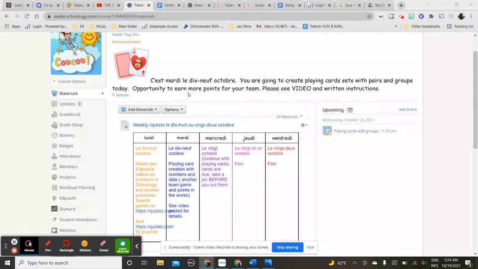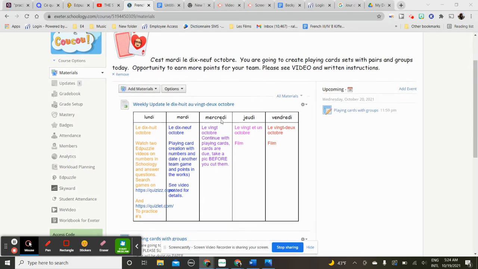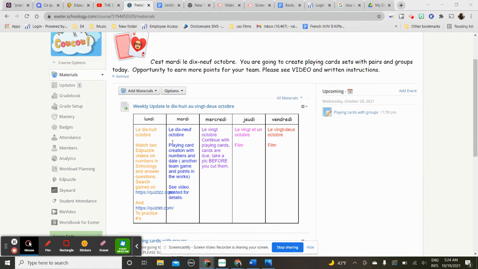Bonjour tout le monde. I'm going to talk you through making playing cards today. This is going to be a project that you are going to do to create another team game that we're going to use throughout the year. It's also going to really help you with your numbers, especially when they have to do with the different days of the month. And you're going to practice your months and your seasons, and it's just all encompassing.